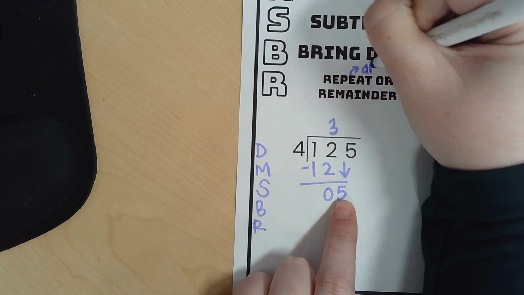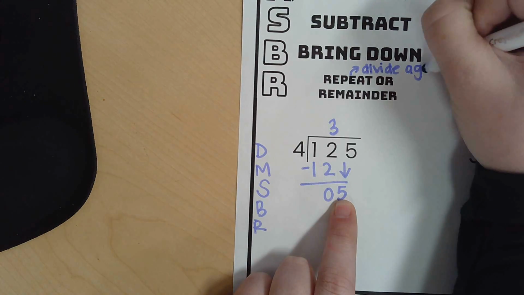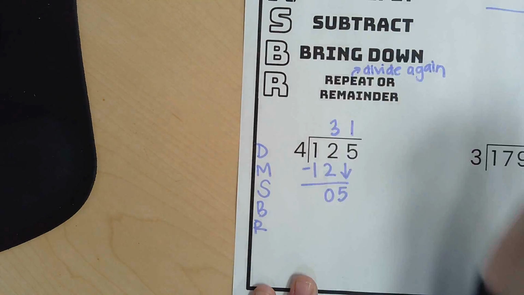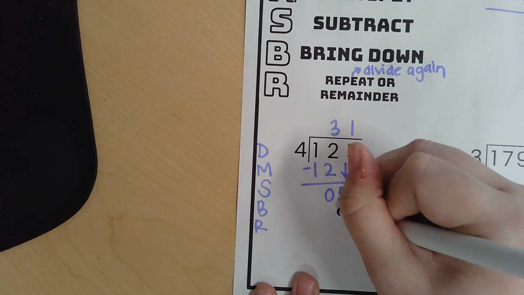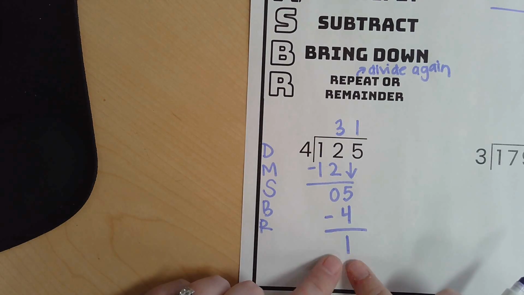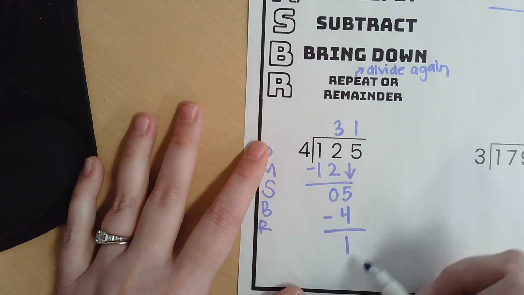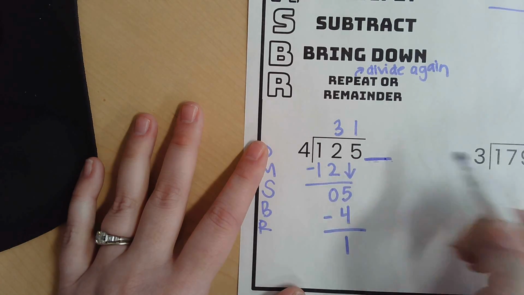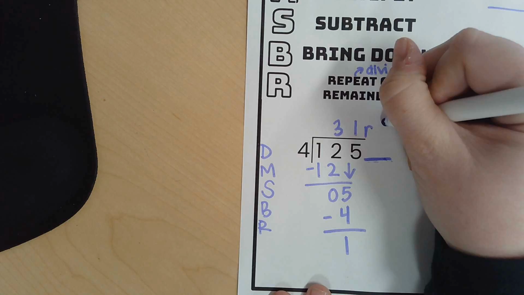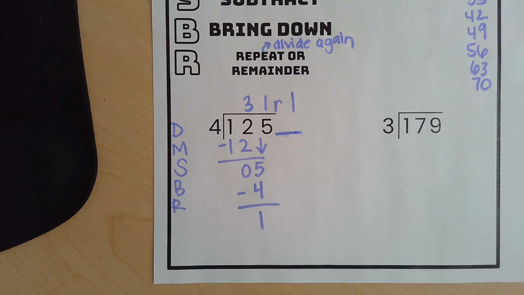So if you want to write that there, divide again. 5 divided by 4 is 1. 4 times 1 is 4. We subtract and we have 1. Now, this number is smaller than the number we're dividing by, so we can't divide, but let's check. Is there more numbers up here to divide? No, there's not, so we are done. So the answer is the quotient is 31, remainder 1. All right, on to the next one.